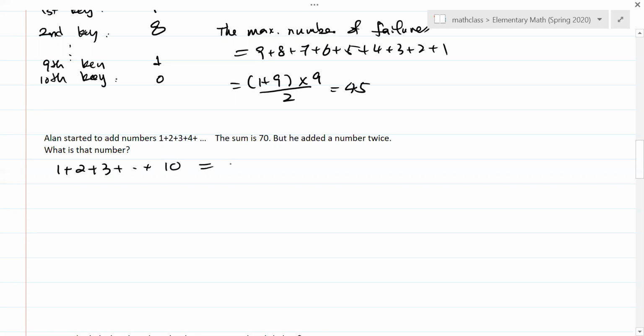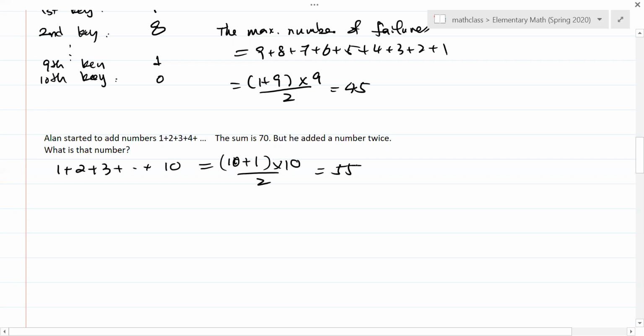So I get the first one and the last one, times the number of terms, divided by 2. And what I got here is 55. So 55 is much less than 70. Even if I add a number twice, I never get 70, right? Even if you use a calculator and click on 10 twice, you only get 65. So can you try this?